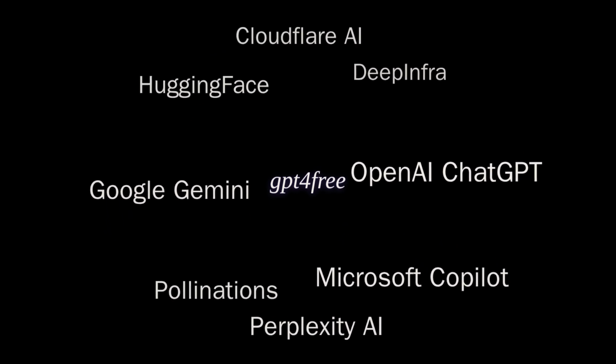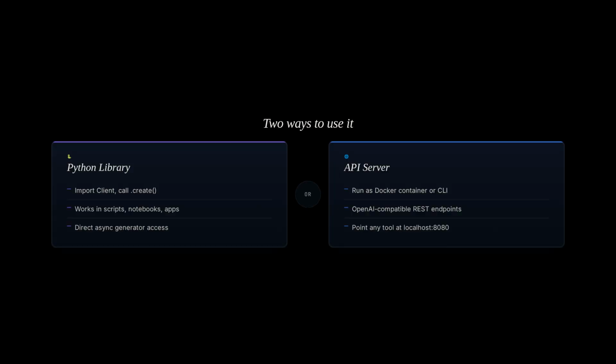You can use GPT-4free in two ways. As a Python library, you just import the client and call create, perfect for scripts or apps. Or, you can run it as an API server using Docker or the CLI. It exposes OpenAI-compatible REST endpoints, so you can point tools like LangChain or Cursor at it without changing a line of code.